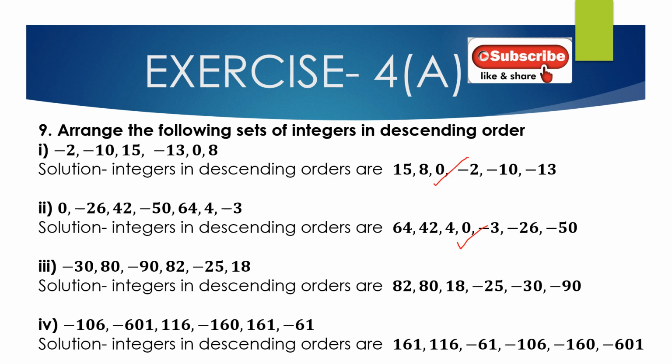Third bit: minus 30, 80, minus 90, 82, minus 25, 18. Integers in descending order: first is 82. A positive integer is always greater than a negative integer. So 82, then 80, then 18, then minus 25, minus 30, then minus 90.